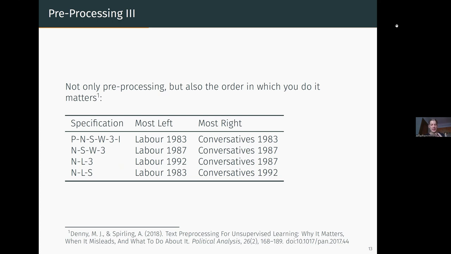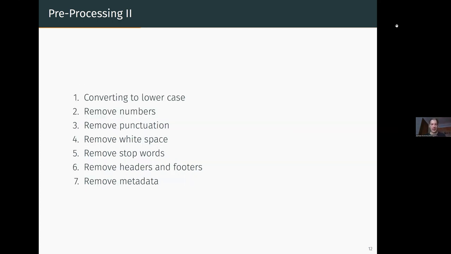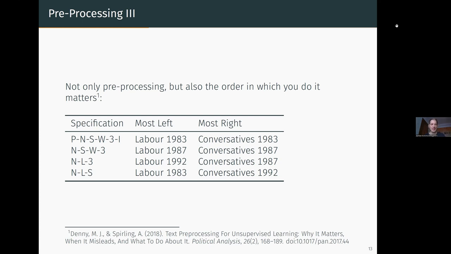A very nice example was given in 2018 by MethodsNET and Arthur Spirling, if I'm correct. What they did is they took quite a lot of party manifestos and used, I think, Wordfish to scale them, to find the most left and the most right party. They did different pre-processing steps, like the ones I mentioned here, indicated with letters, like punctuation is P, or numbers. And then they put them in, in all kinds of different orders.